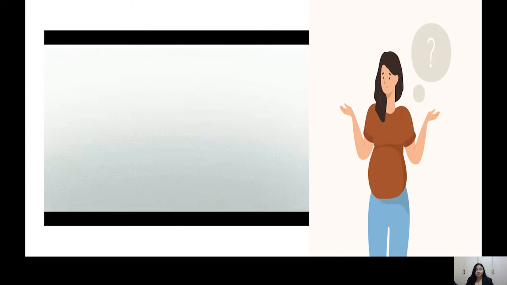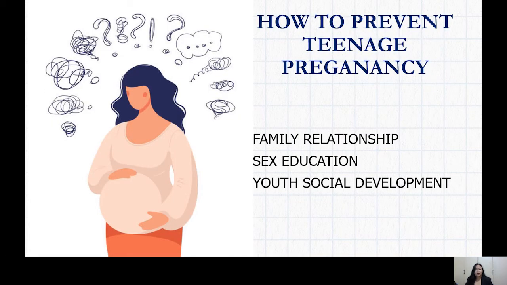So let's proceed. Next is how to prevent teenage pregnancy. So we have family relationship, sex education, youth social development.